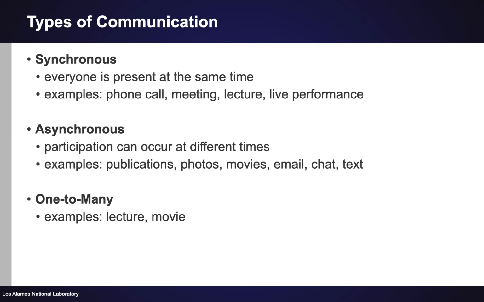You can have one-to-many. For example, in a lecture hall, one lecturer talks to many students. For a movie, one movie production company makes it for millions of people. So that's one-to-many. Then you have many-to-many communications. This is an example of a meeting room where you have a bunch of people talking to each other in a very organic way. Chat rooms are also a good example of online many-to-many communication where many people are cross-talking.